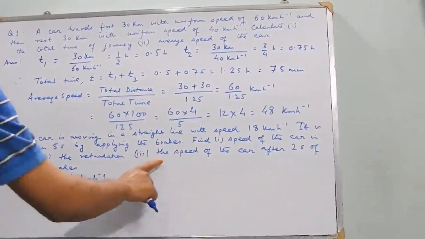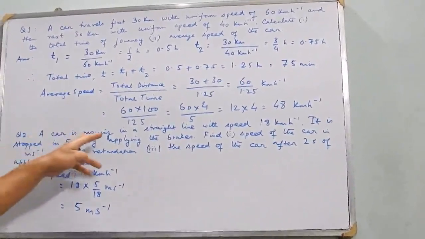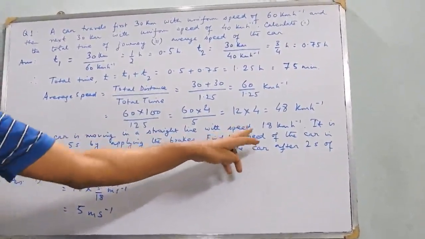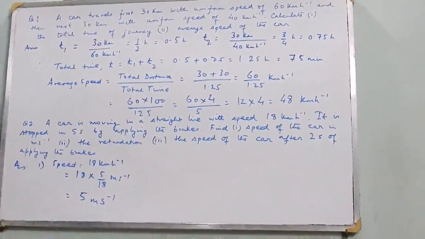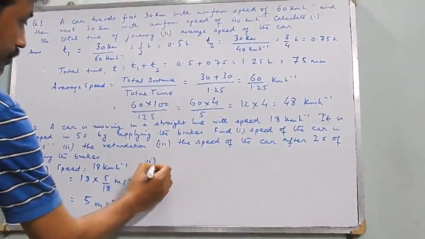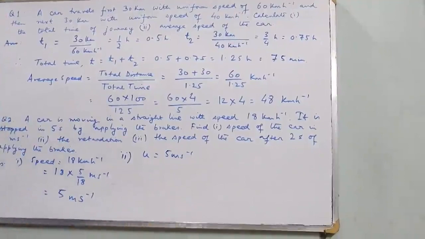Now the next is the retardation produced. Remember that in the question the car is moving in a straight line with speed 18 km per hour, which becomes 5 meter per second. This is the initial speed. So this can be written as 5 meter per second as the initial speed.